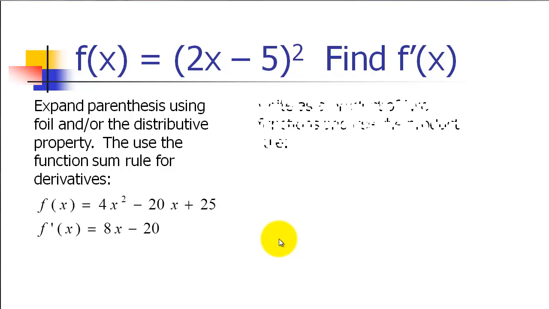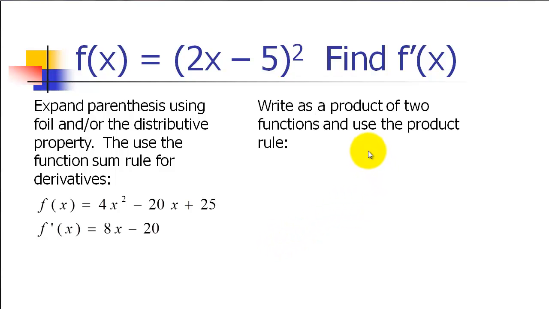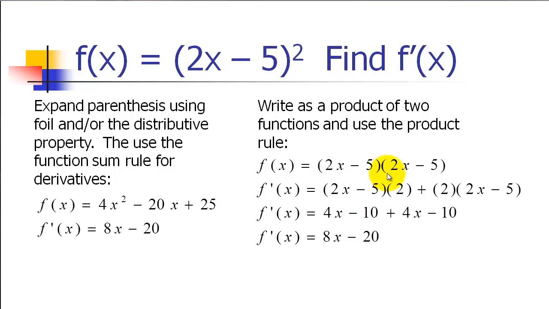Alternatively, we recently learned the product rule, and we have two products here, two parts that are multiplied together, and we can use our product rule to find the derivative, and we get the same answer once we've simplified it.